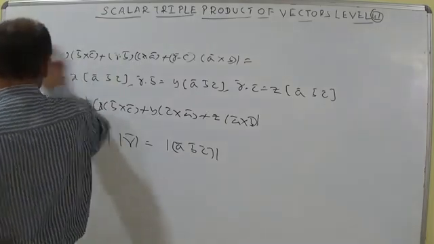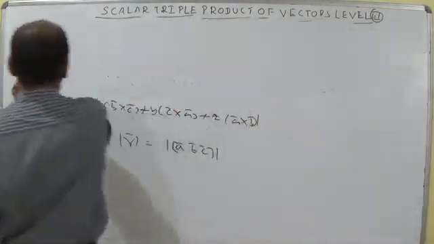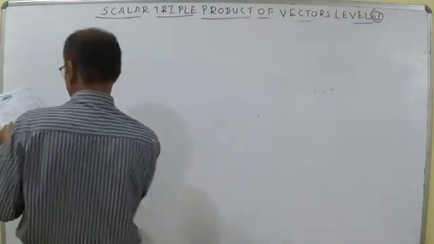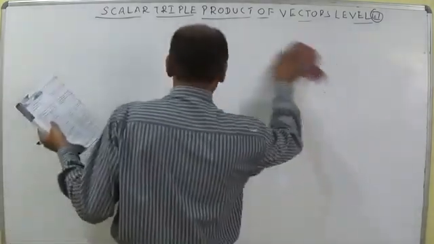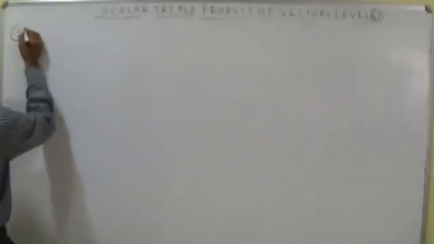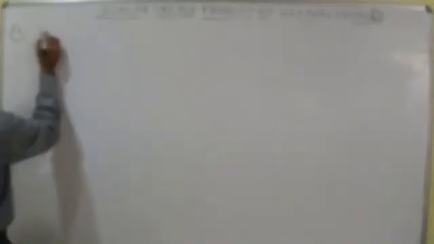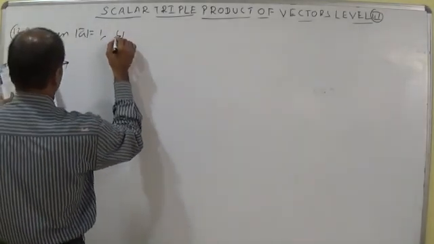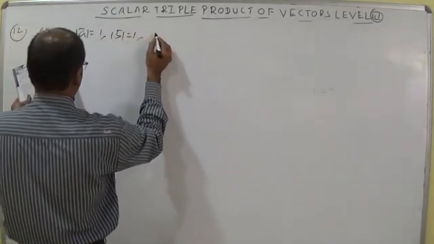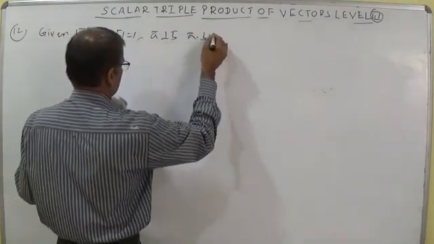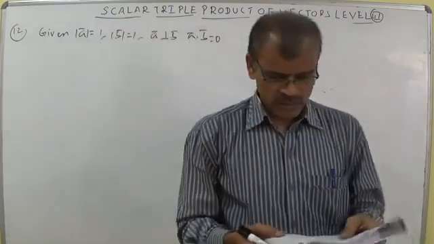Total 19 questions are there. 12th question: if A bar, B bar are two mutually perpendicular unit vectors. Whenever a unit vector is given, you should understand that the magnitude of the vector is 1. Given modulus of A is equal to 1 and modulus of B is equal to 1, and A bar perpendicular to B bar, that is A bar dot B bar equal to 0.